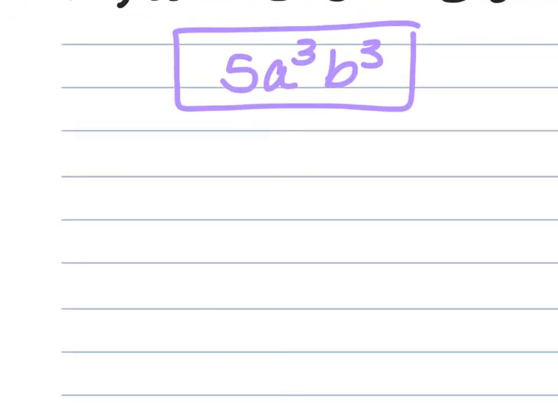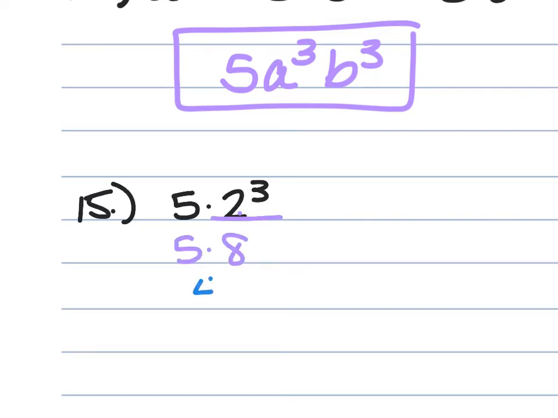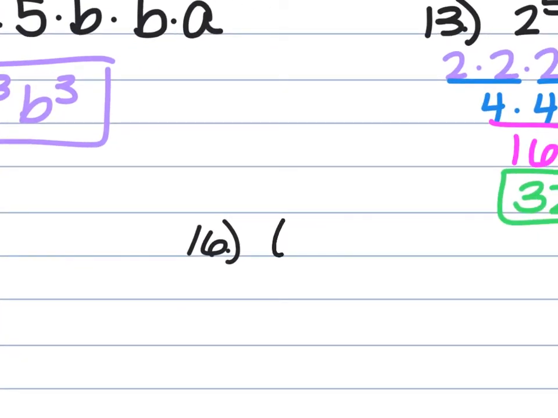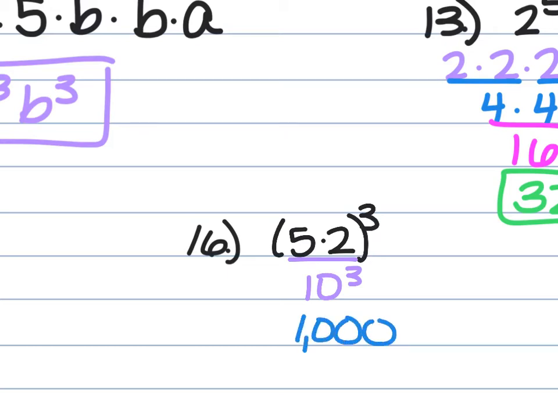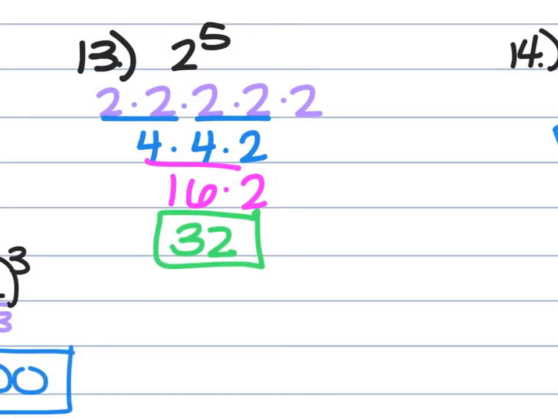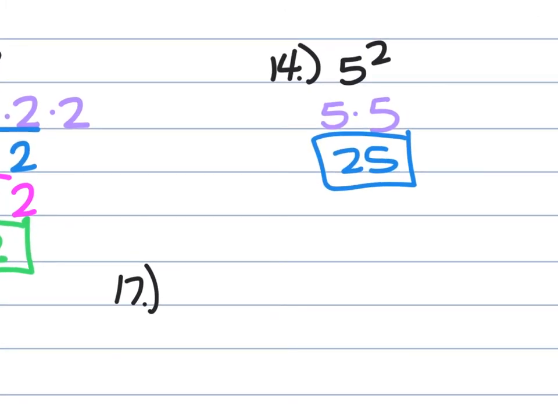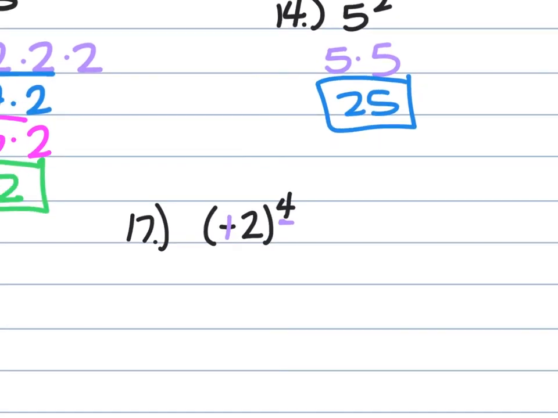For 15, they give us 5 times 2 cubed. The 2 cubed is 8, so 5 times 8 is 40. For 16, we have parentheses 5 times 2 cubed. The 5 times 2 is 10, and 10 cubed is 1,000. For 17, they give us parentheses negative 2 to the 4th power. So this 4 is even. This is going to turn into a positive, and 2 to the 4th power is the same thing as 4 times 4, which is 16.